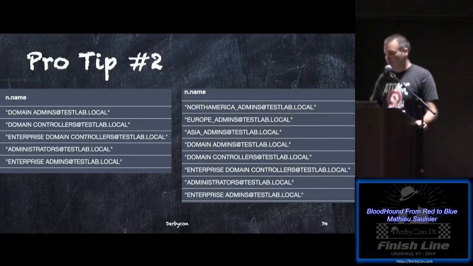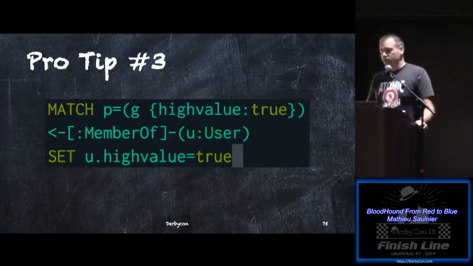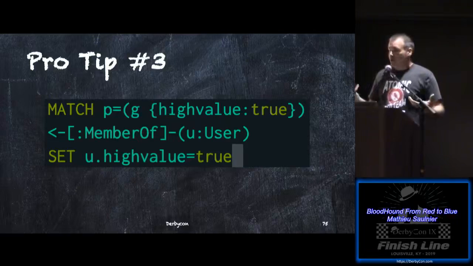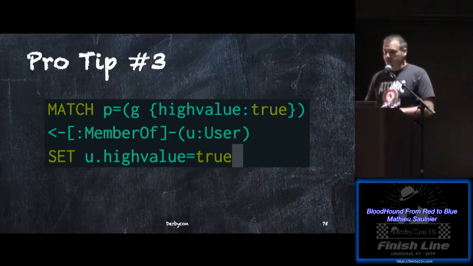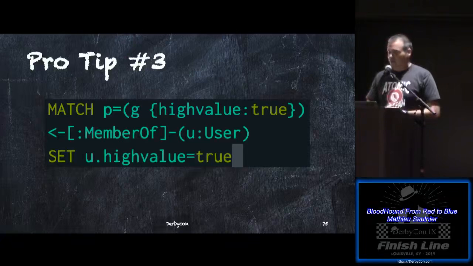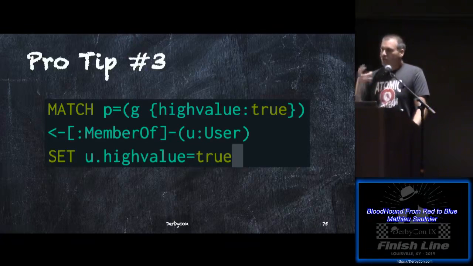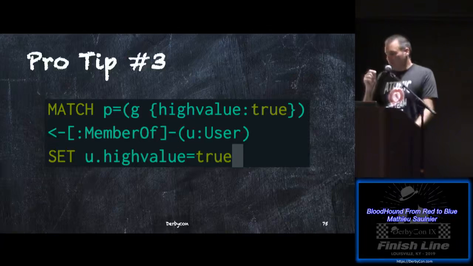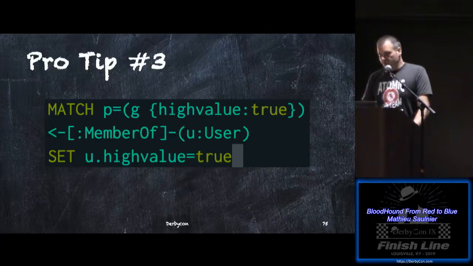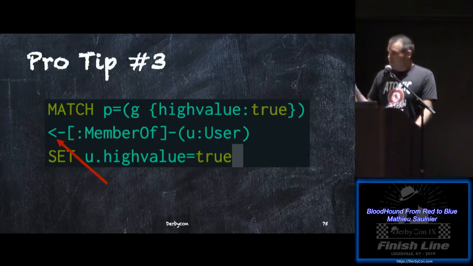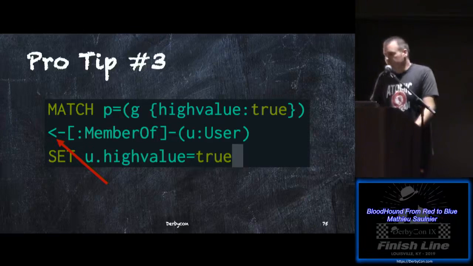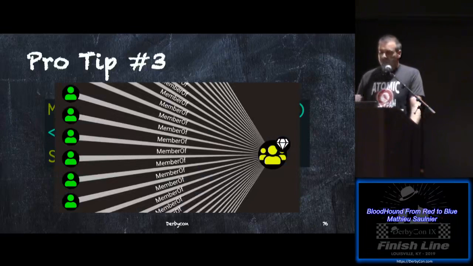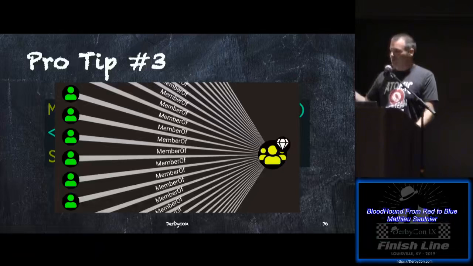So it's going to change from the 5 default ones to the 8 groups that are actually important in your environment. Pro tip number 3, it's nice that you have all the groups that are high value, but what about their members? So this query will query all the groups that have high value, and then set the high value of all of the users to true. I'm not sure why it's not done by default, but it's not. For those who have a good eye, you might have noticed that the relationship in this one is actually reversed. This is just, again, to show you how flexible Cypher can be.